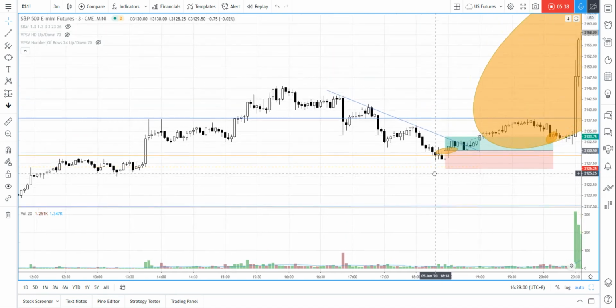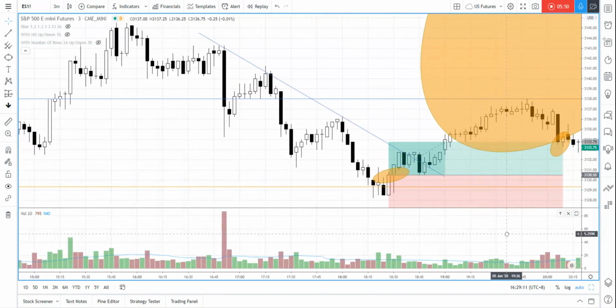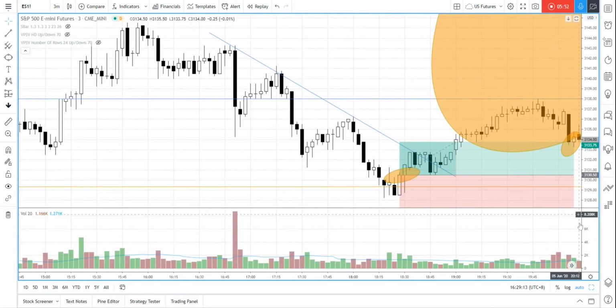I thought I could ride it up to somewhere around the supply zone 3143 as my first target. But unfortunately, you can see that I closed it somewhere around 8 o'clock, 8:10 my time. The non-farm payroll is around 8:30 my time, so this is about 20 minutes before the non-farm payroll, which I intended to close my position.